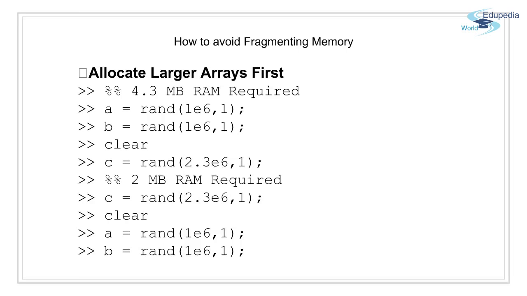So even after clearing, Matlab may or may not be able to use the previous 2 MB of memory. But when the order is inverted, first variable C is allocated 2.3 MB, then it is cleared and A and B are allocated 1 MB each, then total RAM memory utilization turns out to be only 2.3 MB, as Matlab is able to reuse the previous memory left by the variable C.